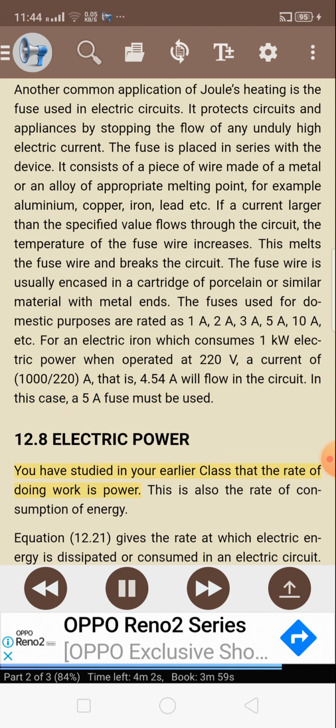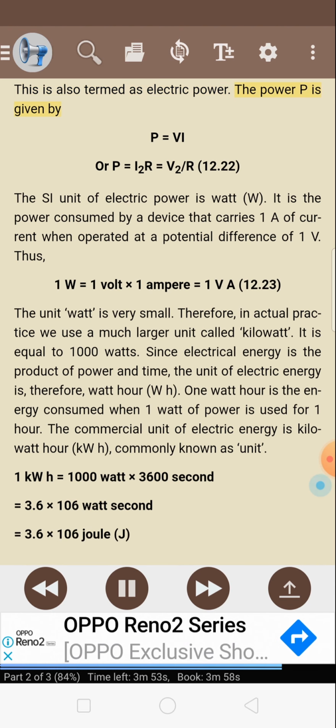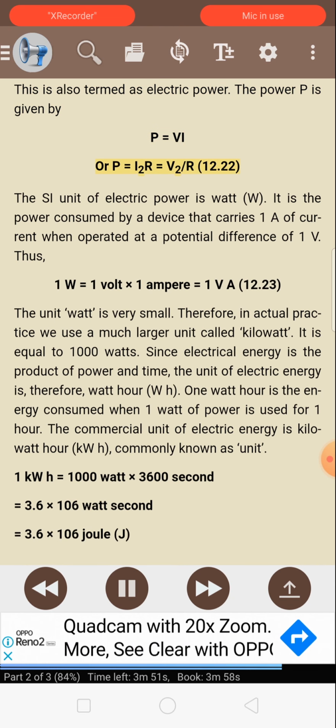12.8 Electric power. You have studied in your earlier class that the rate of doing work is power. This is also the rate of consumption of energy. Equation 12.21 gives the rate at which electric energy is dissipated or consumed in an electric circuit. This is also termed as electric power. The power P is given by P = VI, or P = I²R = V²/R (12.22). The SI unit of electric power is watt (W).